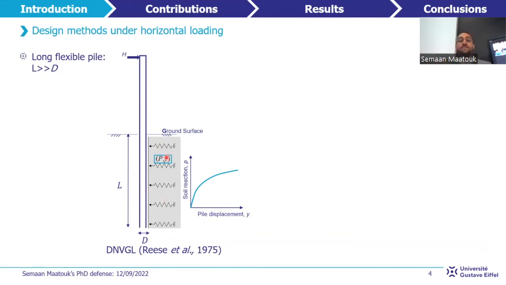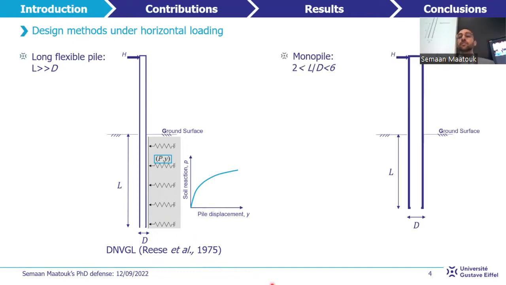Based on soil reaction curves that represent the horizontal soil reaction P as a function of the horizontal displacement Y. These PY curves are obtained based on in-situ tests realized by Reese et al. 1975 on flexible and slender piles. It means with a length L to diameter D ratio very high. However, with the growth of the electricity production from the wind, the diameter of the monopile increased, and the slenderness ratio L over D decreased, resulting in a much stiffer behavior. And therefore, the conventional PY method is not adapted for large diameter monopiles for offshore wind turbines.